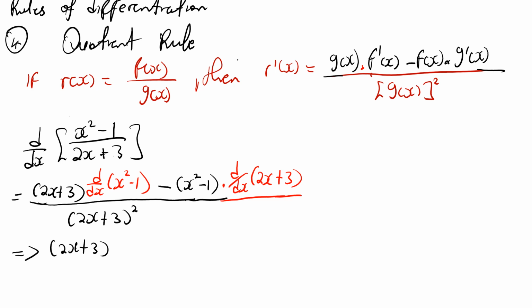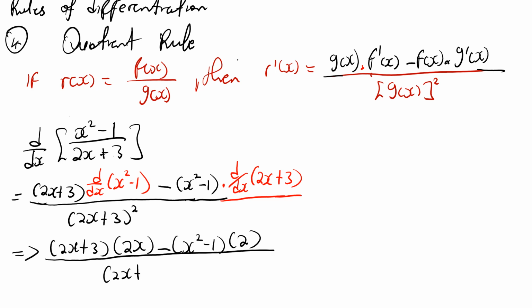It will be multiplying the derivative of x squared minus 1. We are going to get 2x minus x squared minus 1. The derivative of 2x plus 3, we are going to get 2, all over 2x plus 3 all squared. Okay, let's finish it here.